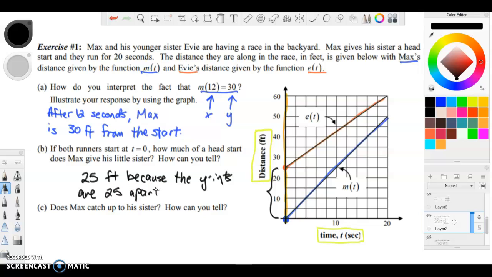Does Max catch up to his sister? Well, looking at a graph right here, I would know that he would catch her when the lines hit each other, when they intersected. And since that doesn't happen, I would say that no. No, the lines don't intersect. Finding intersecting lines is going to be a really important part of our next unit on linear growth, because that's how we're going to answer a lot of questions, is when our two equations become equal to each other.